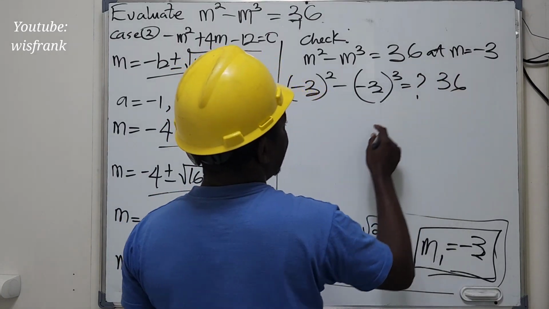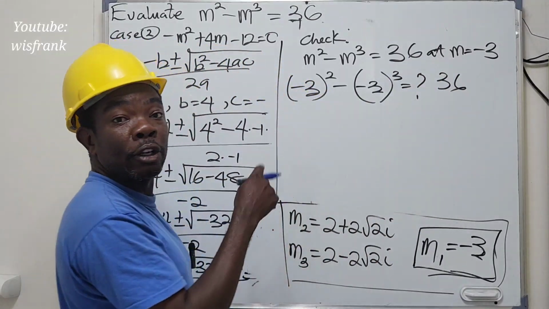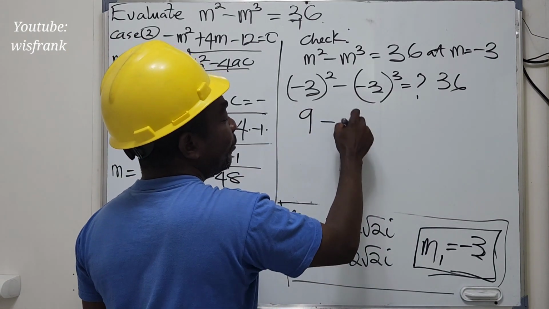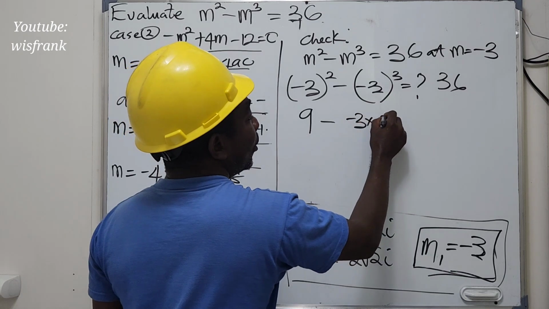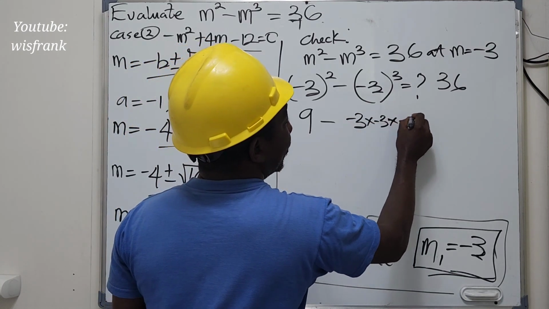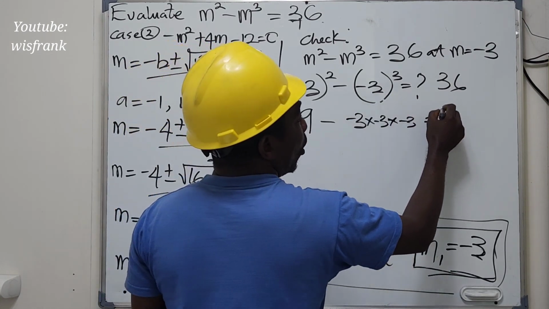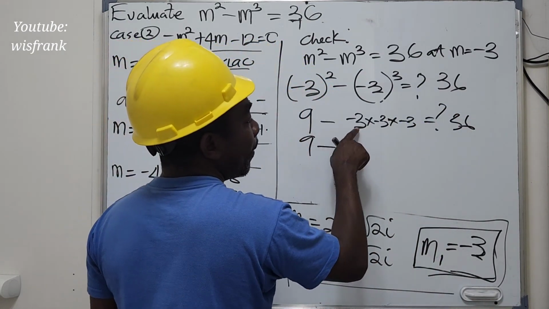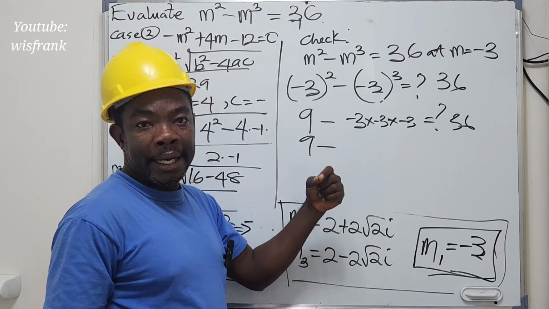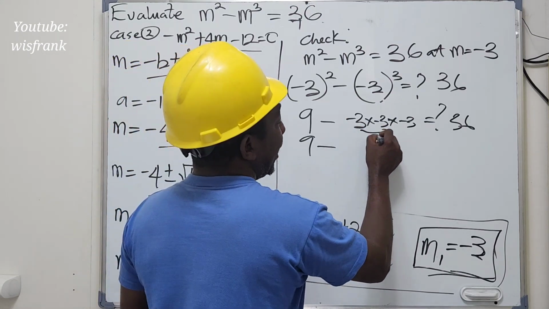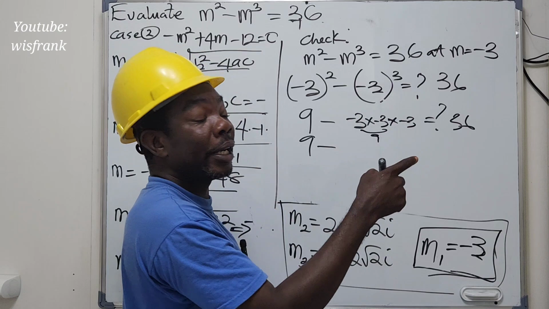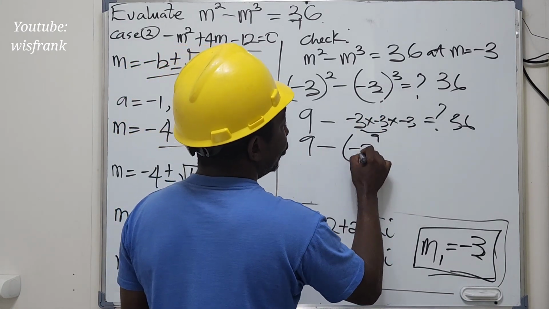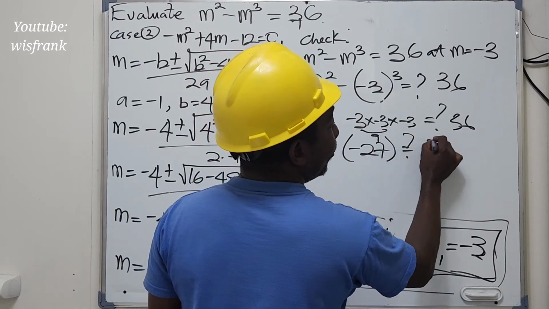Which is 36. In this case, minus 3 to the power of 2 will become 9 minus, this is the same thing as minus 3 times minus 3 times minus 3. Will all this become 36? Let's evaluate this. This is the same thing as 9 minus, 3 times 3 is 9, then we have 9 times minus 3, which will become minus 27. So this will become minus 27.